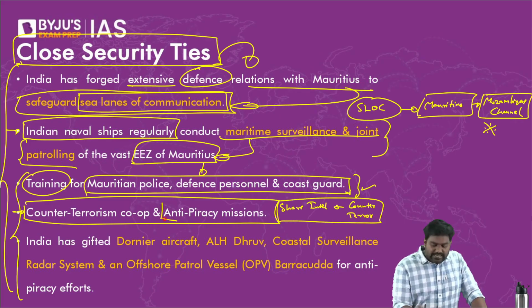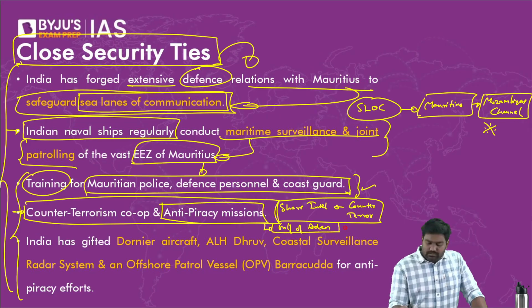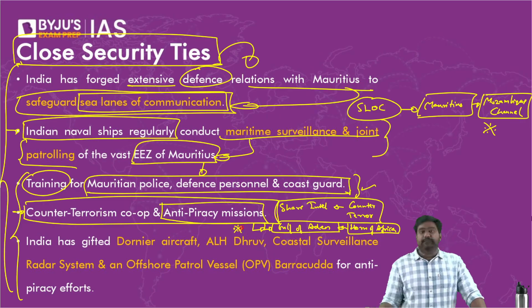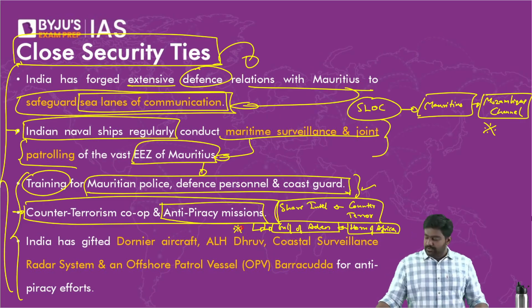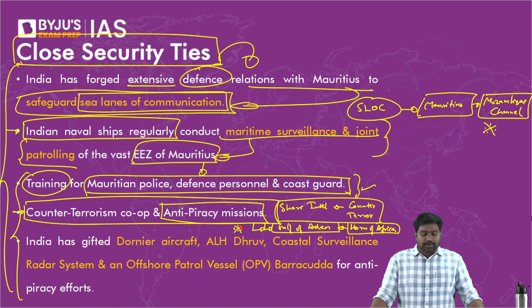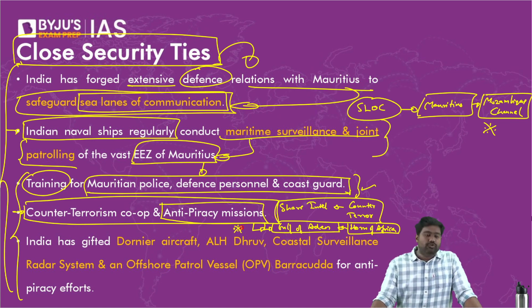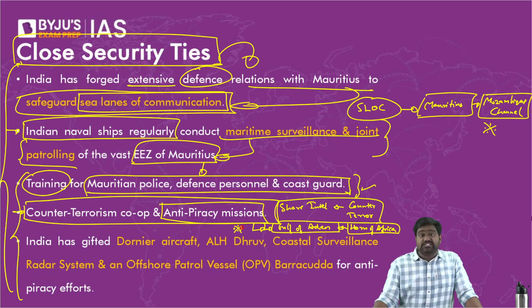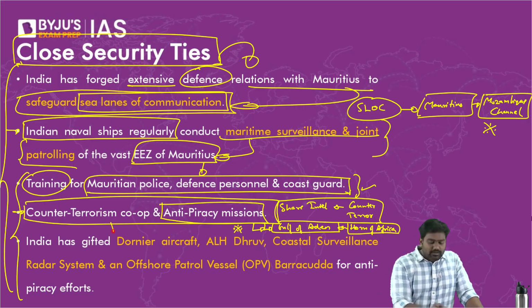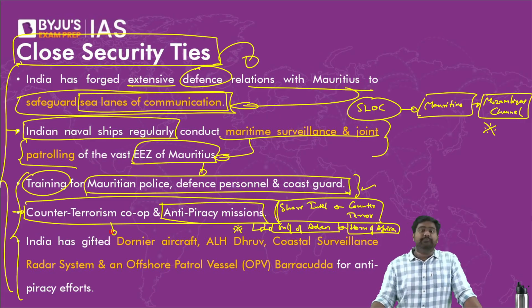We work together in anti-piracy missions in the Gulf of Aden, near Somalia, that's near your Horn of Africa. There are many security threats present, including piracy, right? The Somalian piracy is a major threat. So we collaborate in anti-piracy missions. Our Navy, our Air Force works with the Mauritian forces. We train them. We supply weapons as well to them. Military equipment has been provided. We focus on counter-terrorism and tackling organized crime.